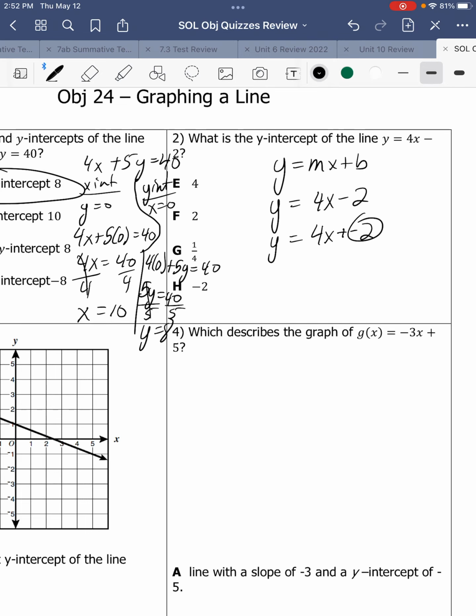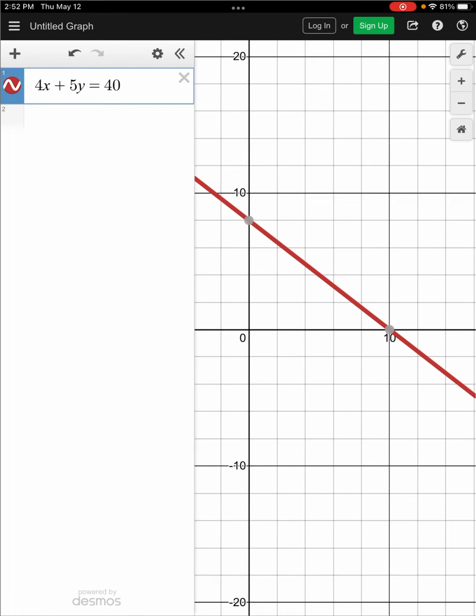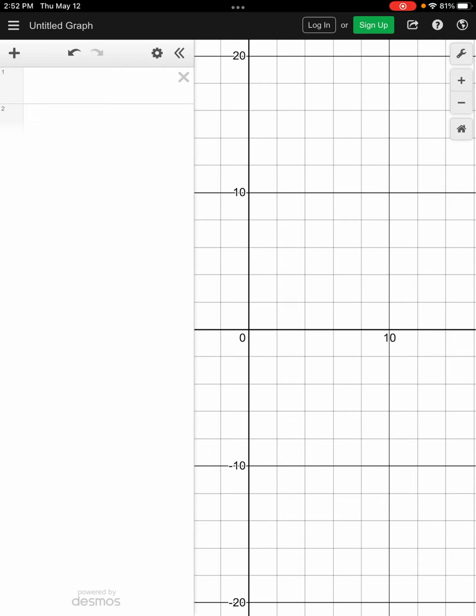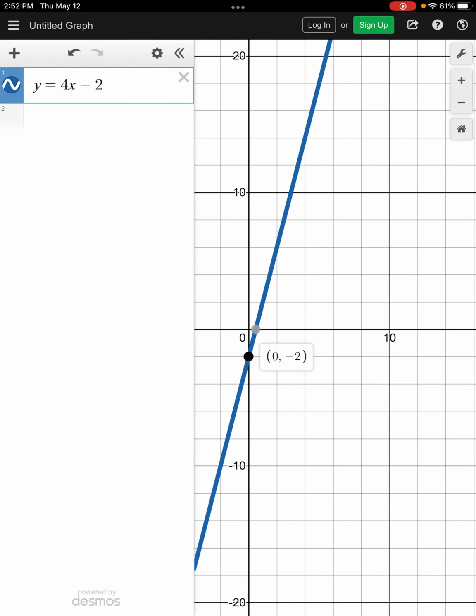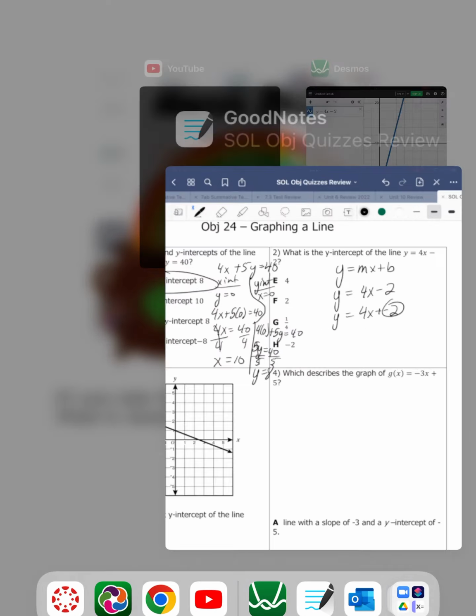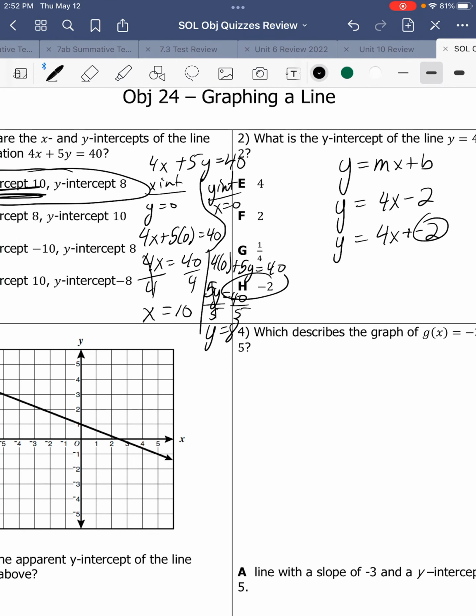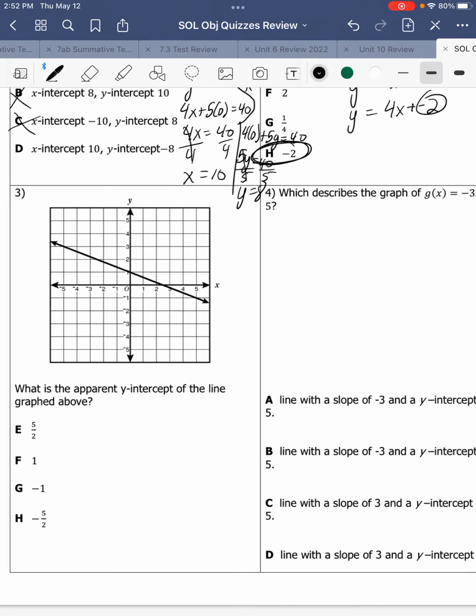But I'm also going to put this into Desmos, so why not? Always check it on Desmos, even if you're 100% sure you got it right. Why wouldn't you? So the y-intercept's right here at negative 2. Perfect. So negative 2, H.